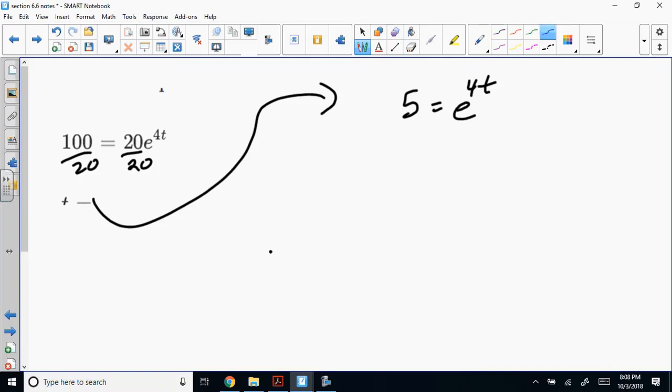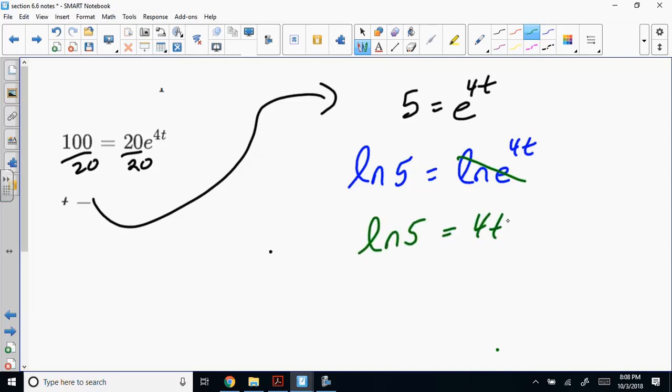Now, how do you get rid of an e? You take the natural log of it. What you do to one side, you must do to the other. So I'm going to take natural log of 5 equals natural log of e to the 4t. These two cancel out, so natural log of 5 equals 4t, right? Then just divide both sides by 4. So t equals natural log of 5 divided by 4.